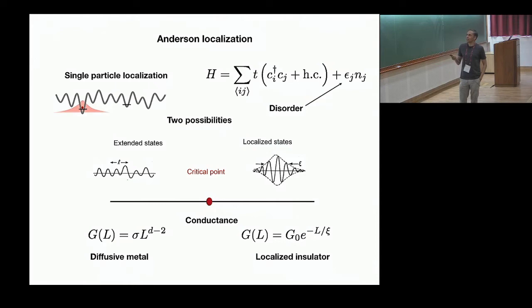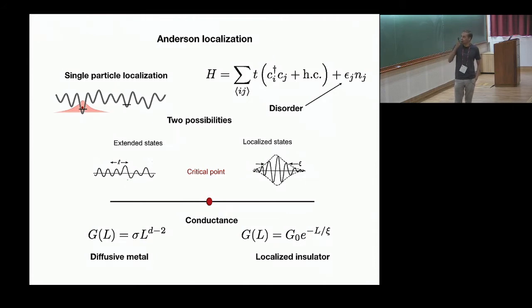So what you have then is a single particle potential which looks random. So this is sort of a schematic representation of that. And what we know is that when you look at the eigenstates of the single particle in a potential like this, you essentially have two possibilities. You can either have extended states, where the amplitude of finding the particle at any particular point in the lattice does not decay away from any other point, or you can have localized states where you actually have a decaying wave function or a decaying amplitude about some state.